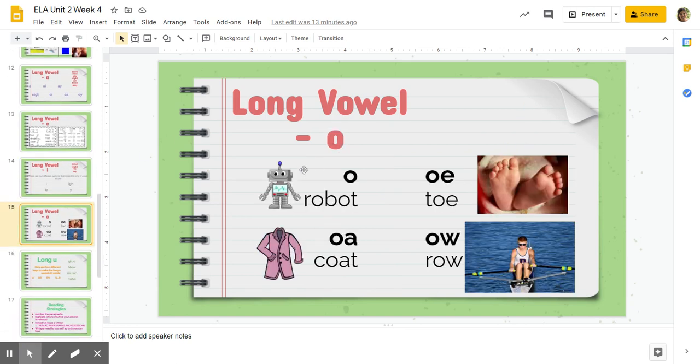We talked about our long O, like in robot. That's with just an O. Now this one's also tricky because there's 2 O's in robot. But each of these O's makes a different sound. Then we have toe with this OE at the end. We have coat with an OA. And we have row with an OW.